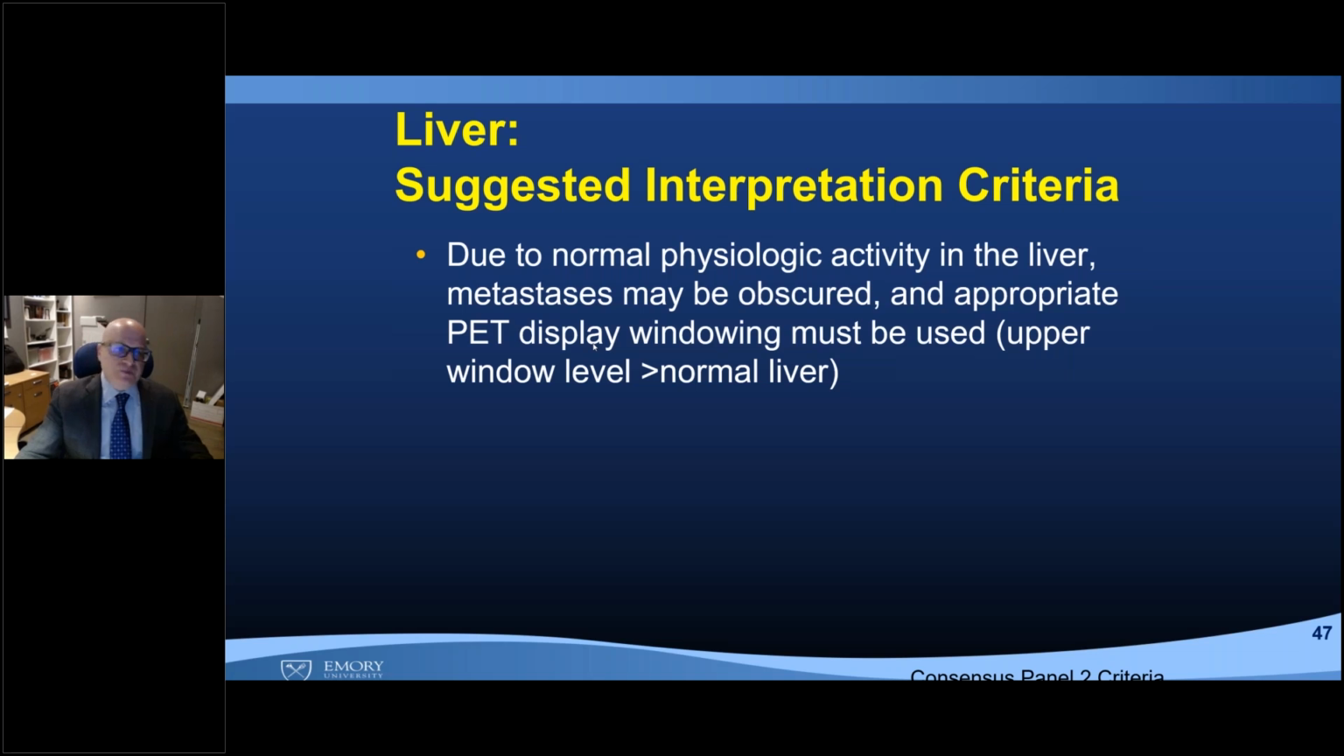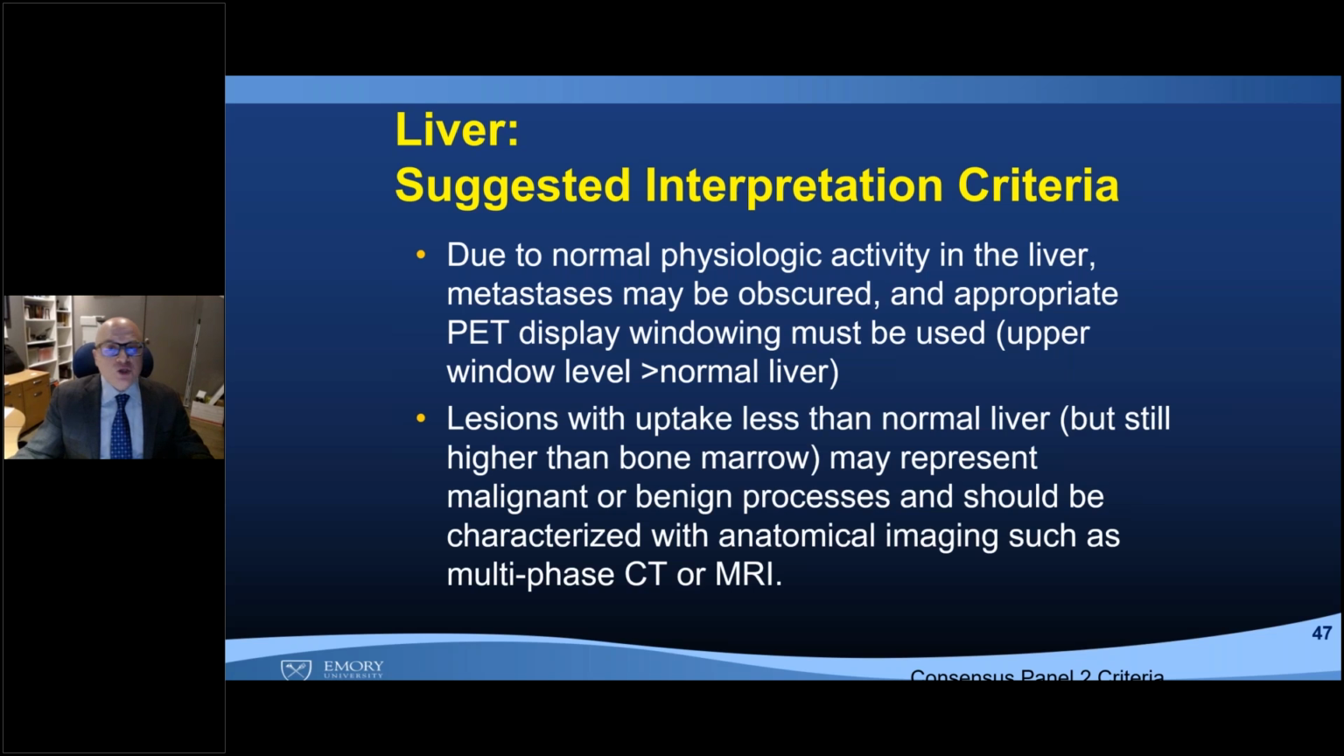Finally, liver. Because you have normal physiologic activity in the liver with fluciclovine, you may not see metastasis very well. Sometimes windowing widely can help you. So you could have a metastasis to the liver and it could appear less active than the liver itself, so it could appear photopenic. If you think that's happening, get a CT or an MR.